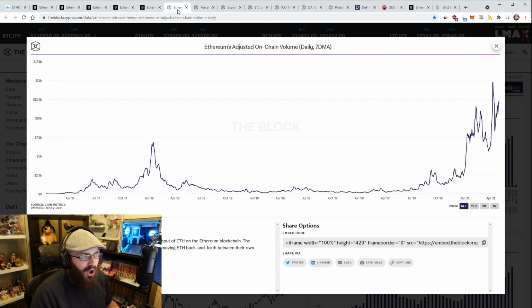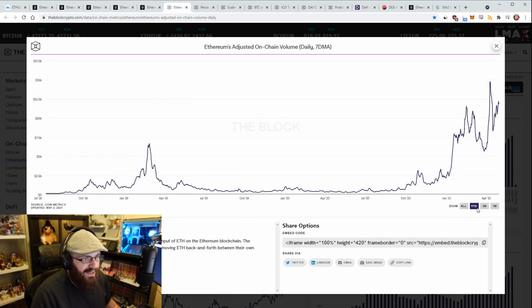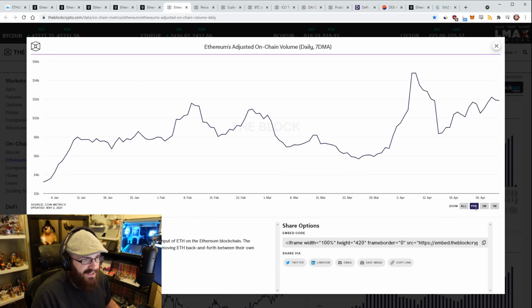All right, onto some data from the block here. Ethereum's adjusted on-chain volume is at all-time highs right now. If this is the all-time chart, you can see here, just for some context, we're well above 2017, 2018's peak. But if we just go year to date, let's zoom in and see where we're at. Basically, at the beginning of the year, the adjusted on-chain volume based on the 7-day moving average was $3.2 billion a day.